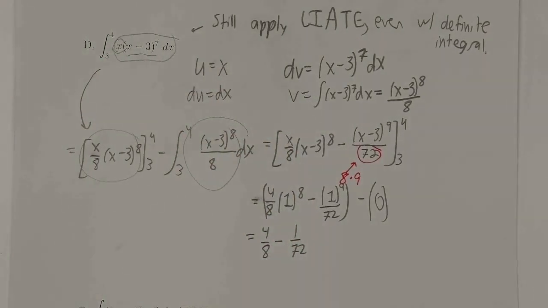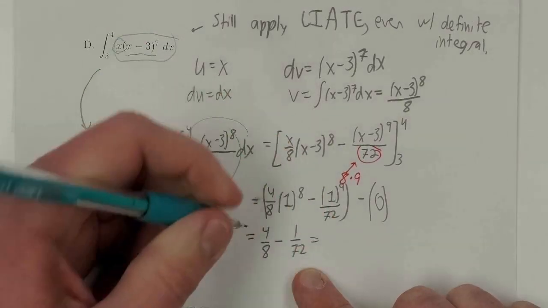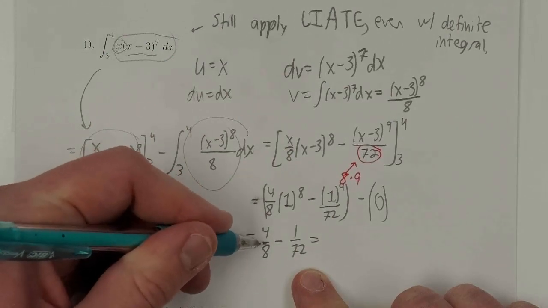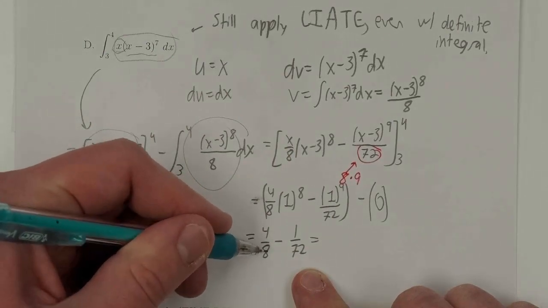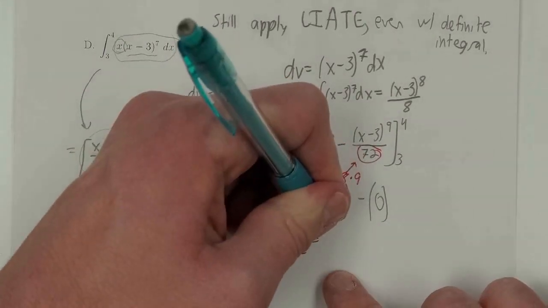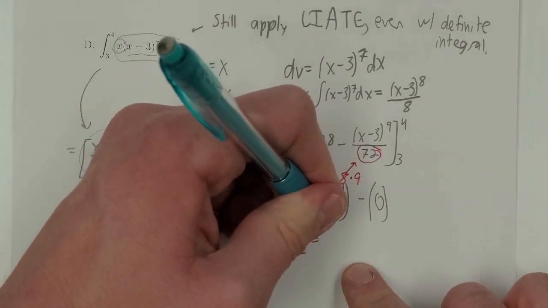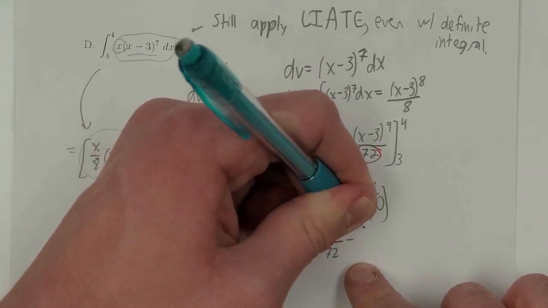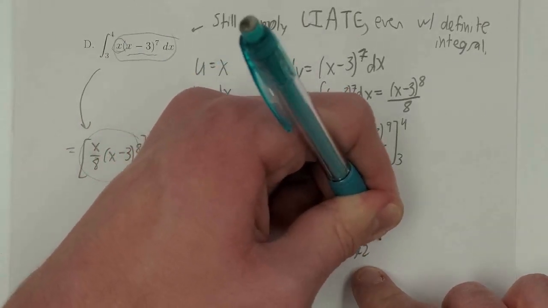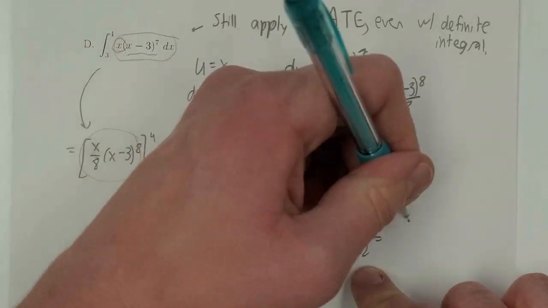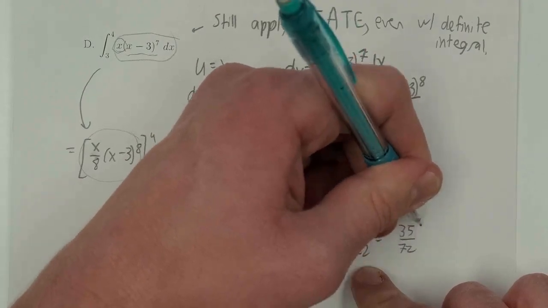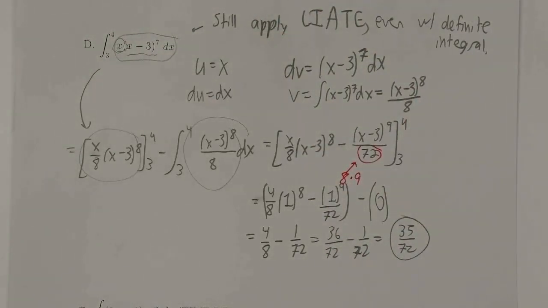Okay? Now, if we put this all into one fraction, 4 over 8, to get common denominators, we just multiply the top and bottom by 9, because that gets you the common denominator of 72. So we have 36 over 72 minus 1 over 72. At that point, you should have 35 over 72 as your final answer. Okay? Any questions on any of that?